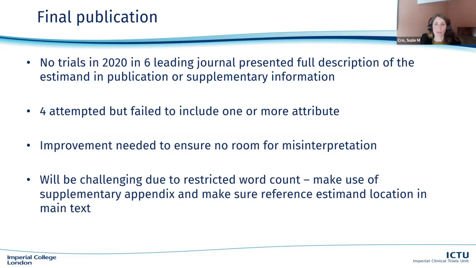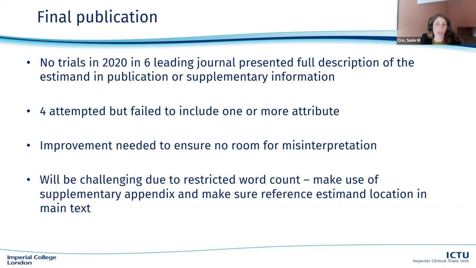So we saw yesterday that no trials published in 2020 in the 6 leading general medical journals presented a full description of the estimand in their publication or their supplementary information. Now, 4 trials attempted this, but missed 1 or more of the 5 estimand attributes, making it not clear what question the trial has addressed. So there's clearly a long way to go to ensure there's no misinterpretation of trial results.